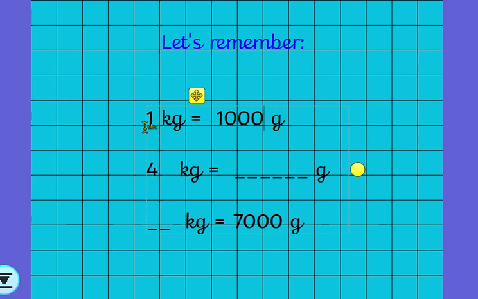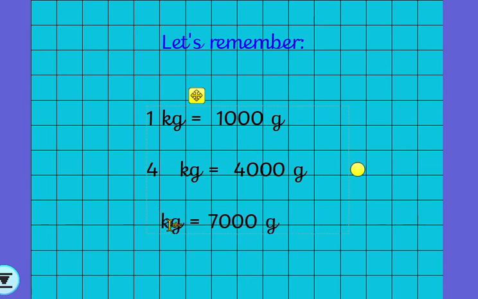So therefore, if 1 kilogram is the same as 1,000 grams, 4 kilograms must be the same as 4,000 grams. And equally, if we work backwards the other way, 7,000 grams must be the same as 7 kilograms.